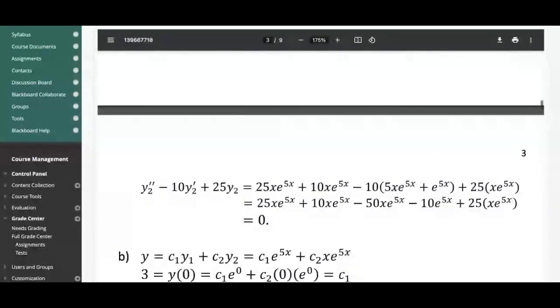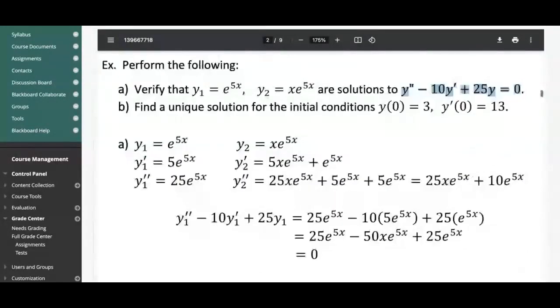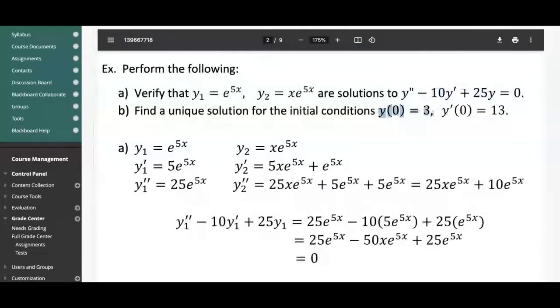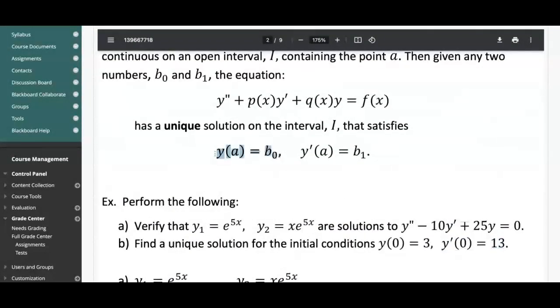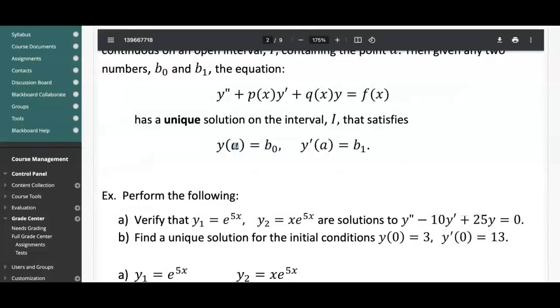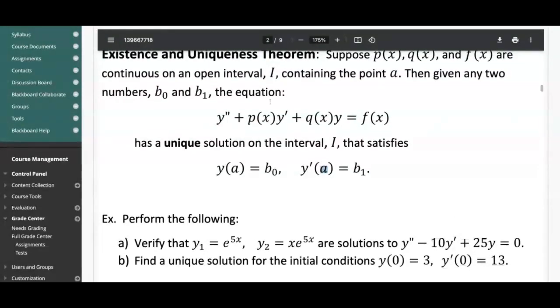Let's see part B. B is saying, given those two initial conditions, y of 0 equals 3, y prime of 0 equals 13, we want to find the unique solution for these initial conditions. Remember the theorem. The theorem says y of a equals b naught, here our a equals 0, y prime of a equals b1. So b naught in our case is 3, b1 in our case is 13, and a equals 0. All right, so we use this theorem.